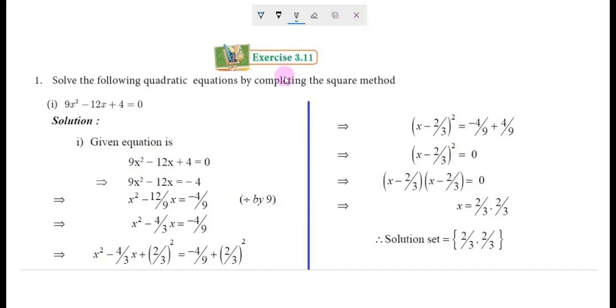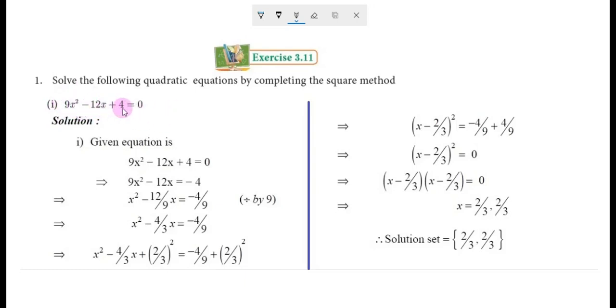Okay, now exercise 3.11, question number 1. Solve the quadratic equations by completing the square method. So look, subdivision 1, 9x square minus 12x plus 4 equal to 0.